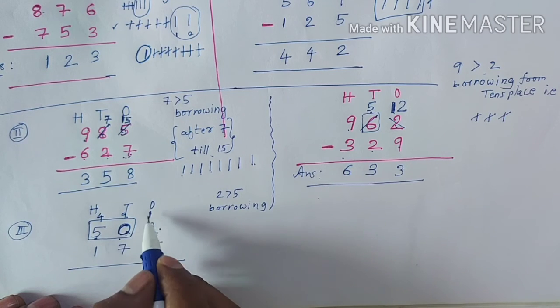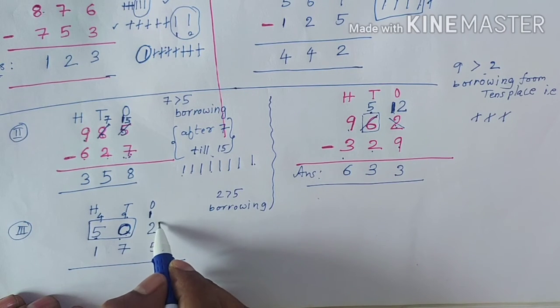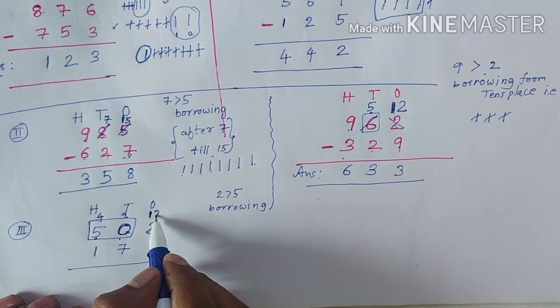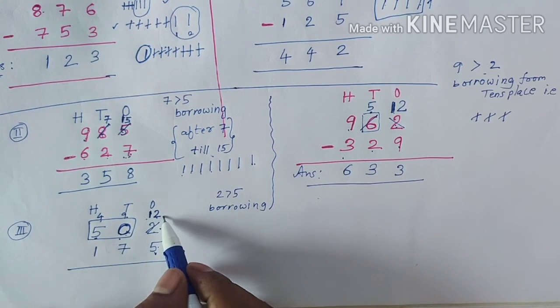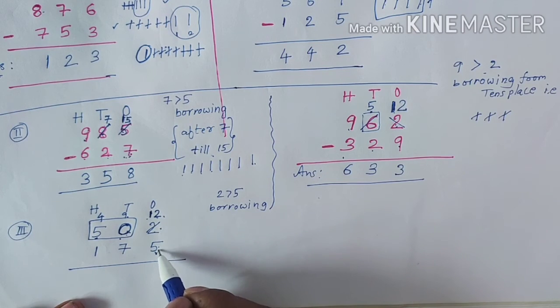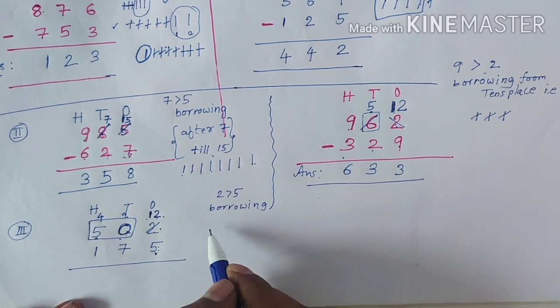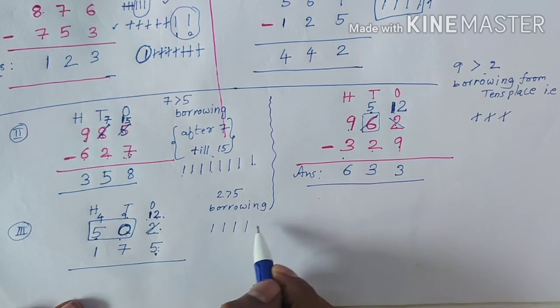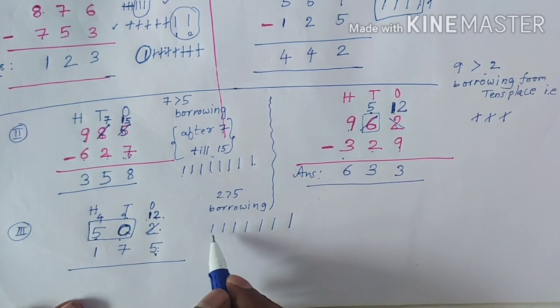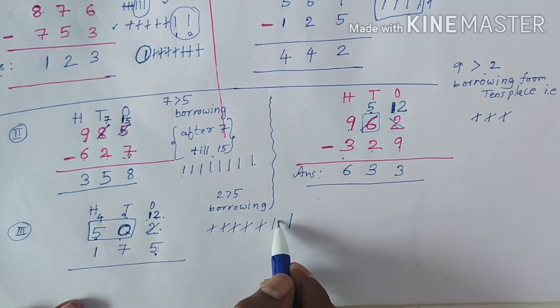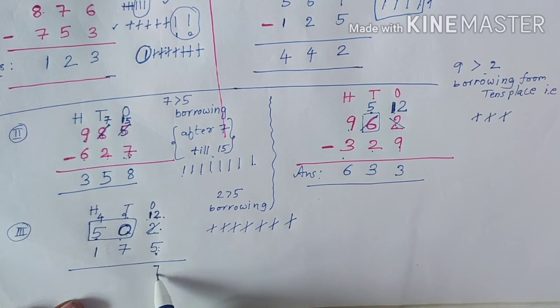Okay, done. So now coming to the ones column, this 1 can be written on the right side of the 2, that means it became 12. So how much do you have to subtract here? 5. So you have to subtract 5 from 12. You have to start counting after 5: 6, 7, 8, 9, 10, 11. You have to stop with 12. So how many lines? 1, 2, 3, 4, 5, 6, 7. So write 7 exactly below the ones column.